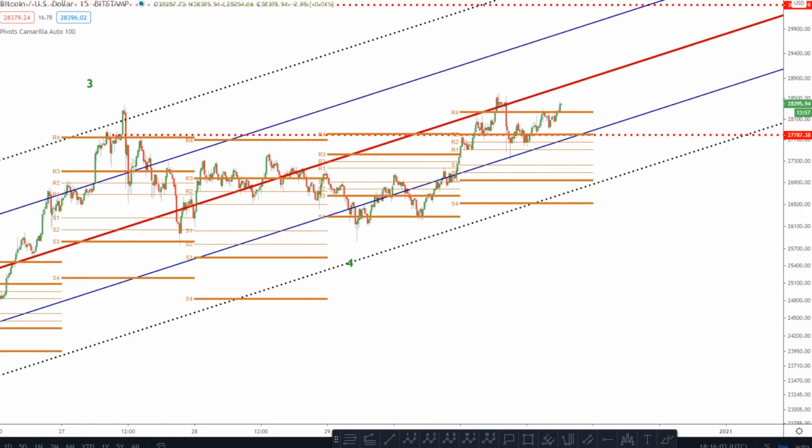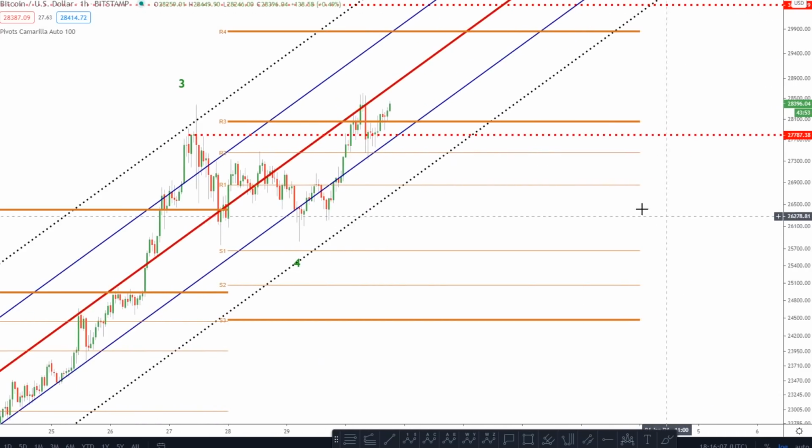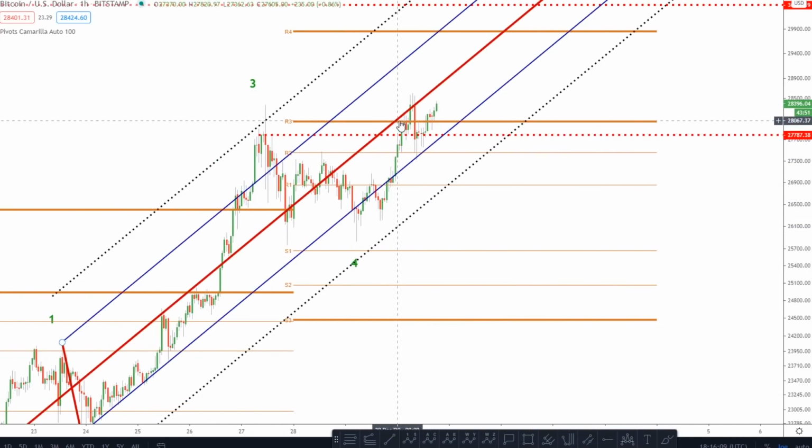The other key level of resistance that I want to take a look at is on the hourly, and you can see here we are now surging through this very key R3 level, and I mentioned the R4 was a key target to look out for.